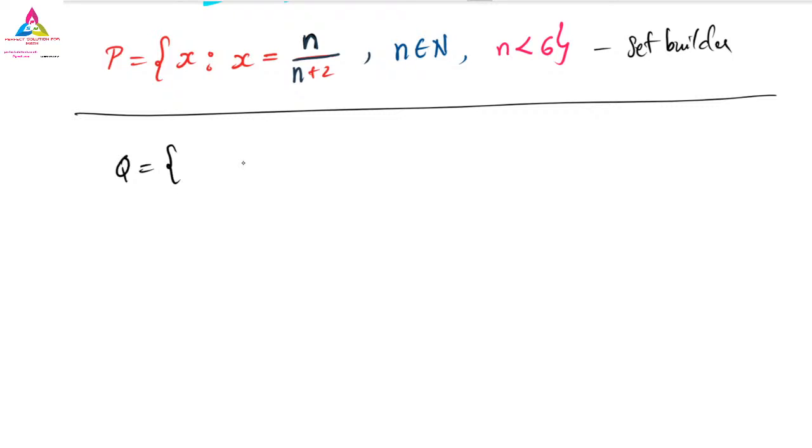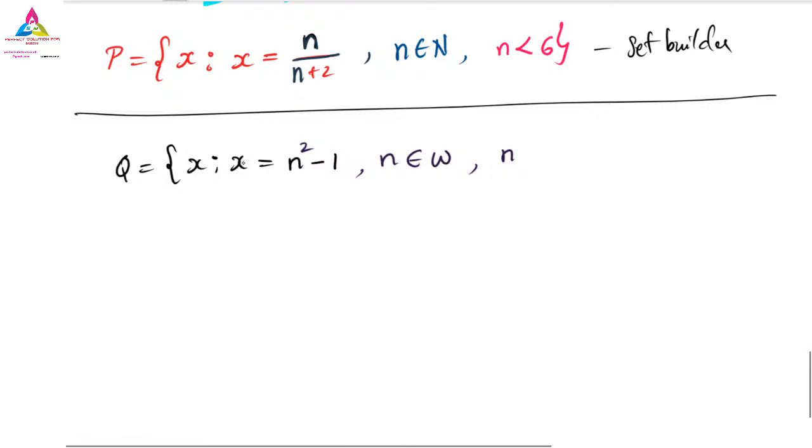Q is equal to x such that x is equal to n square minus 1. Okay, I made it n square so it will be simple. First example: n belongs to whole number, and this much is enough. What is the answer you are going to take here? So what is the value of this Q?